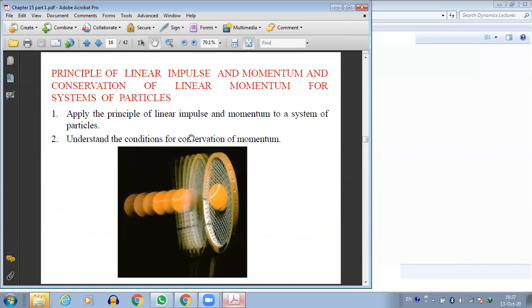Okay, so let's discuss the principle of linear impulse and momentum and conservation of linear momentum. What does the conservation of linear momentum say? If you have a system of bodies, more than one body, then whatever linear momentum you have initially will be the same as the linear momentum that you're going to have finally.